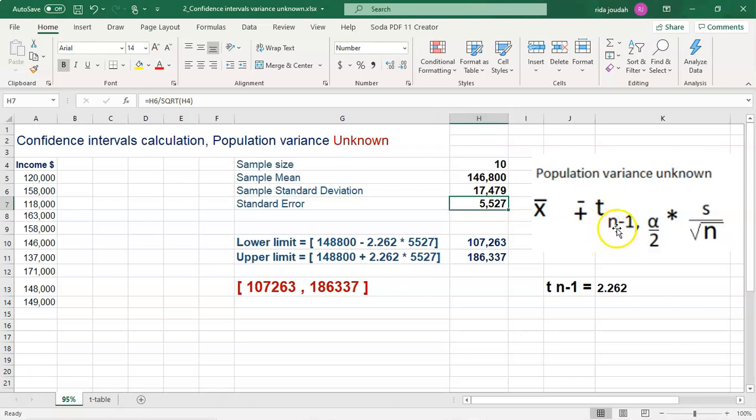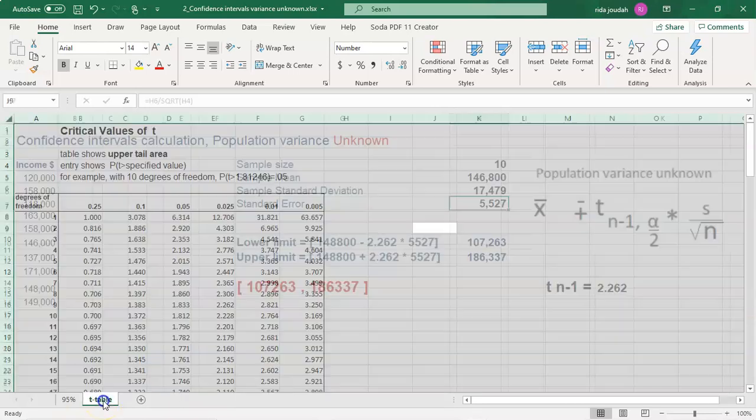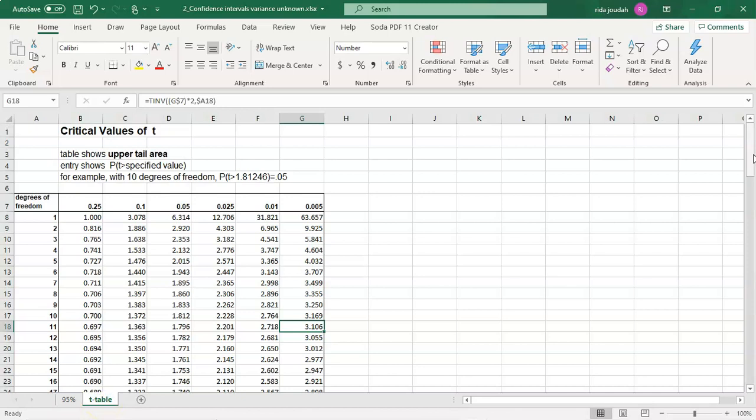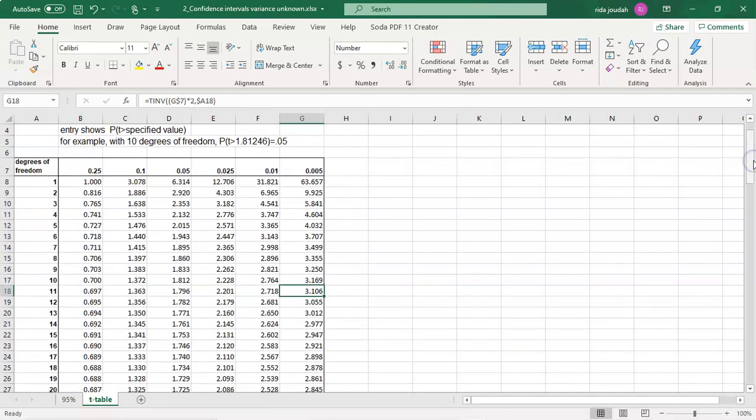And degrees of freedom is n minus 1. So n minus 1 equal 9 in this scenario. So we found that t n minus 1 equal 2.262. So let's go to the table to see how we obtain this value. Click on this sheet and let's find the degree of freedom equal 9. So this is 9. What else?